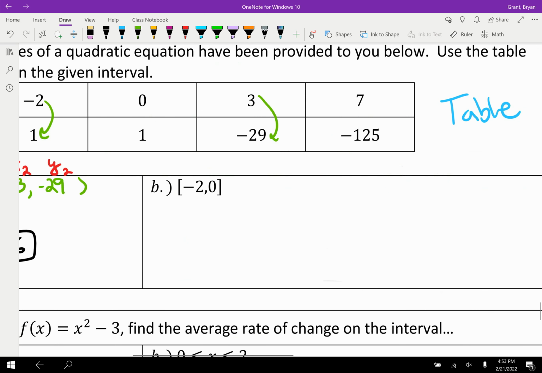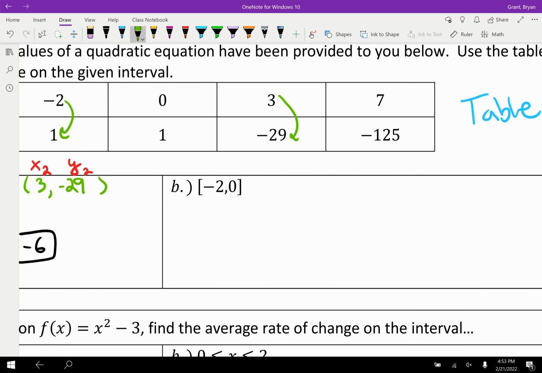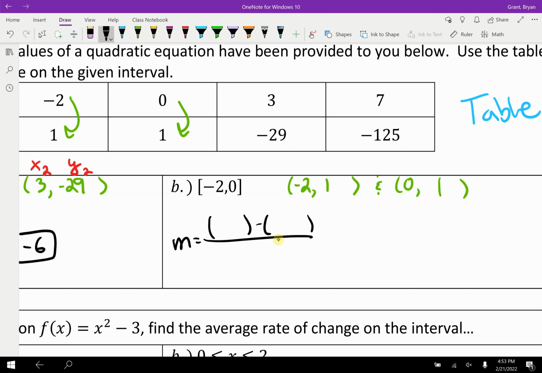Let's try one more. This one gives us x values over an interval, negative 2 to 0. So negative 2 comma something and 0 comma something. Let's see, negative 2 certainly goes with 1, and 0 also goes with 1. Oh, that's nice. Okay, let's use our slope formula, and I always use parentheses. I don't think too many people do, but I really think that helps you from making mistakes with our negatives. x1, y1, x2, y2, looking pretty good. Let's see, y2 minus y1 over x2 minus x1.